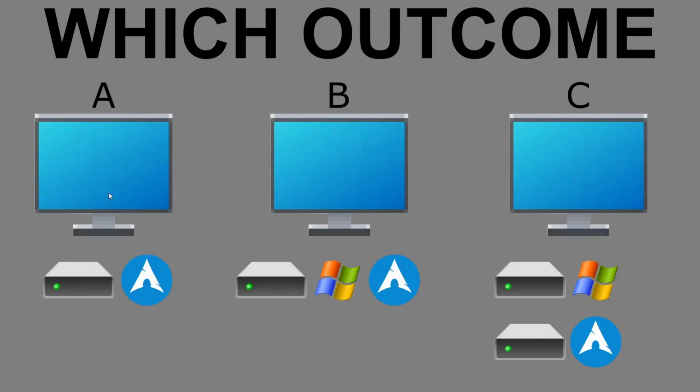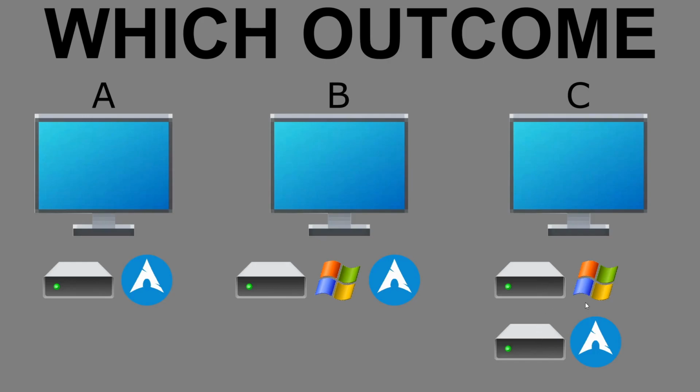Now imagine this is your computer. Which outcome do you want to achieve? The first outcome, where whatever there is on the drive is deleted and we have only Arch Linux. The second option, where, for example, we currently have Windows and we just add Arch Linux. And the third option is where we have a secondary drive, and whatever there is on the secondary drive, we install Arch Linux, but we keep Windows and they're separated in different drives.